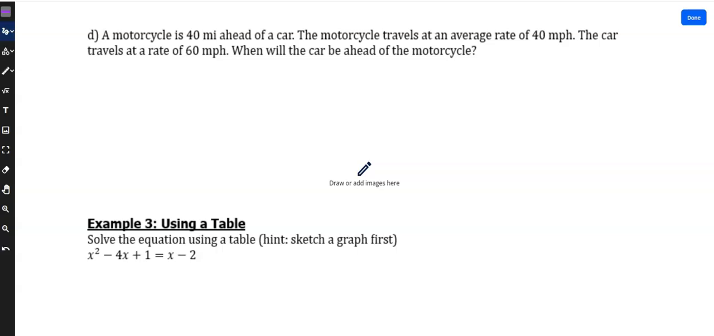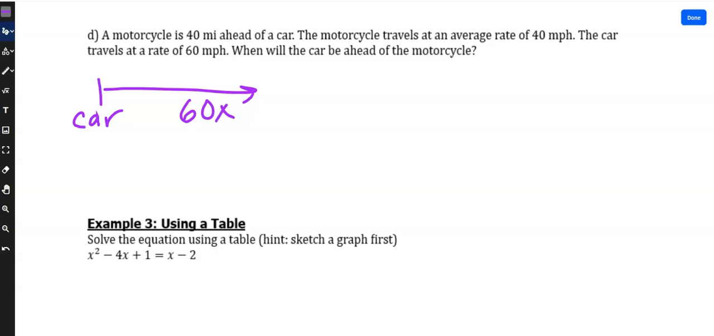A motorcycle is 40 miles ahead of a car. Motorcycle travels at an average rate of 40 miles per hour. The car travels at a rate of 60 miles per hour. When will the car be ahead of the motorcycle? Okay, so, let's see. Here's the starting point for the car. It's going to travel along at 60 miles per hour.